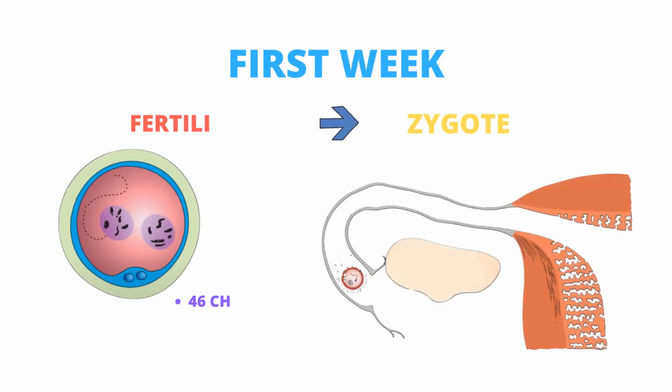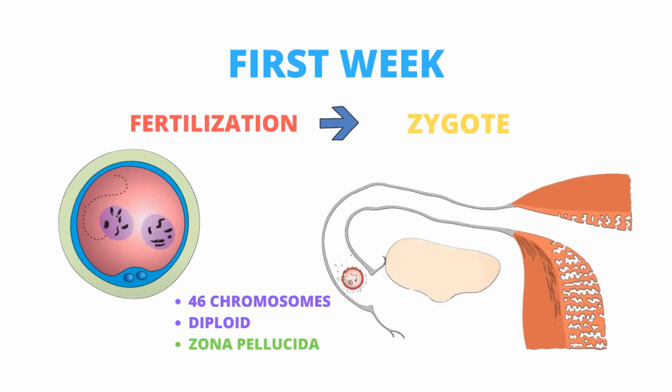The result of fertilization will give rise to a zygote, and thanks to this zygote, life is born. This zygote has 46 chromosomes, the result of 23 chromosomes provided by the sperm and another 23 by the secondary oocyte. Therefore, it is a diploid cell and will be surrounded by the zona pellucida.